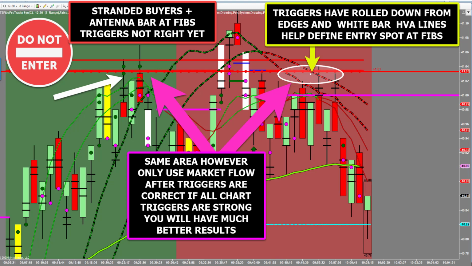Once the small trigger lines were below the large triggers, and more importantly all the triggers were below Fibonacci resistance, high probability HVA short trades at Fibonacci resistance would have been extremely successful. To repeat the lesson, it is very important to never trade against strong triggers and only focus on trades that have both Fibonacci and trigger lines in agreement.